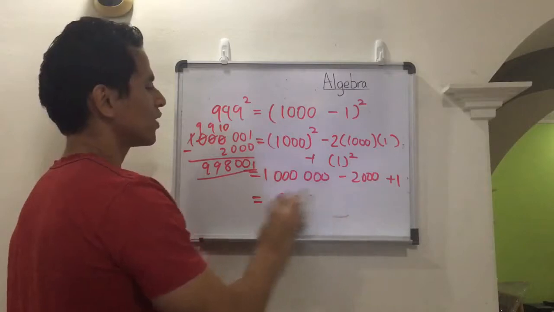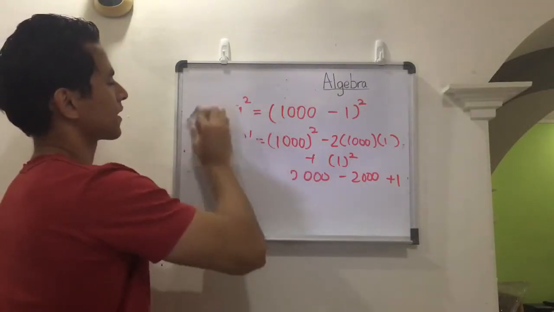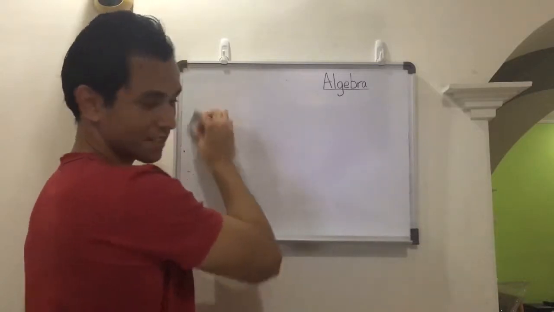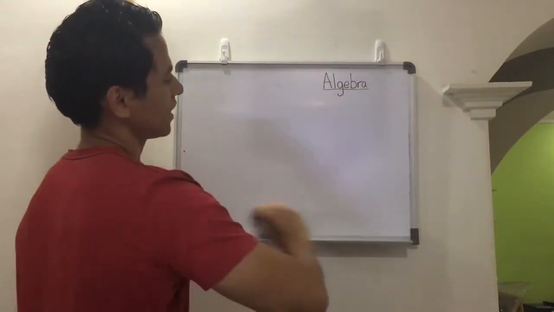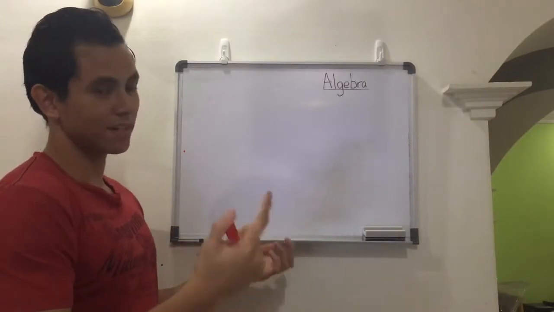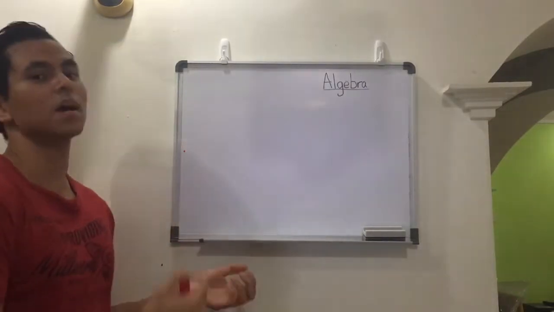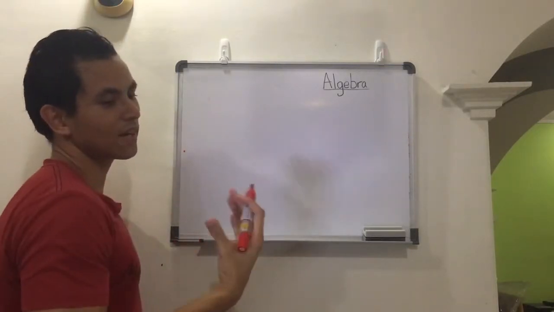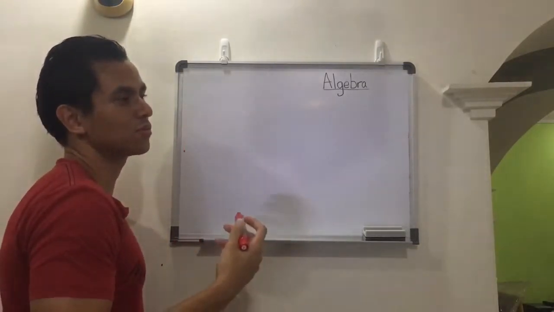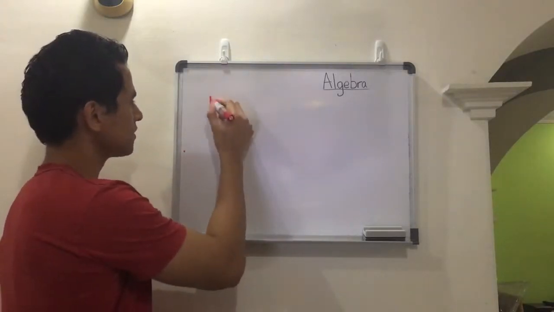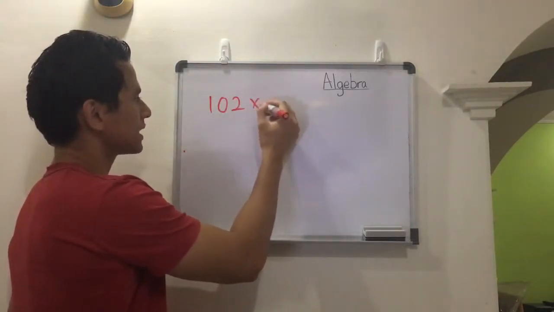Okay, so let's move on. For example now, let's say we want to use the last identity. And what's the last identity? Do you recall it? Okay, yes, our last identity is a plus b times a minus b equals to a square minus b square. So now let's see, what are some numbers we can use that are similar to this pattern? Okay, so let's say we have 102 times 98.